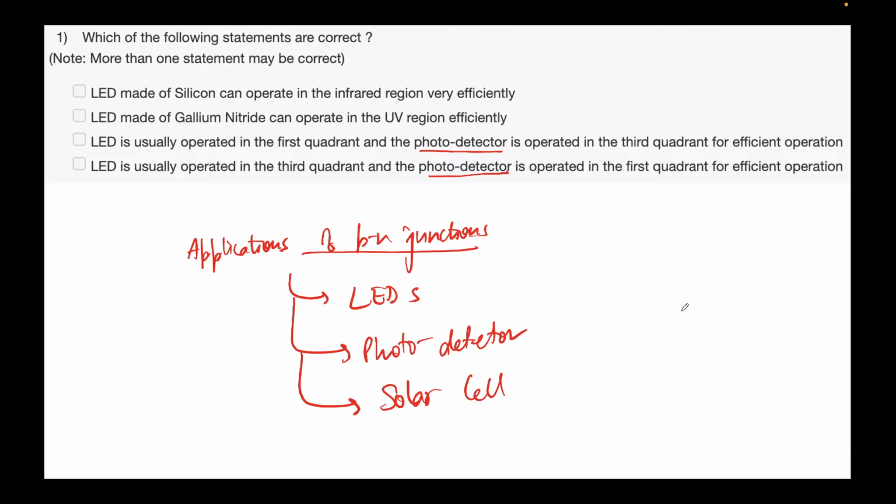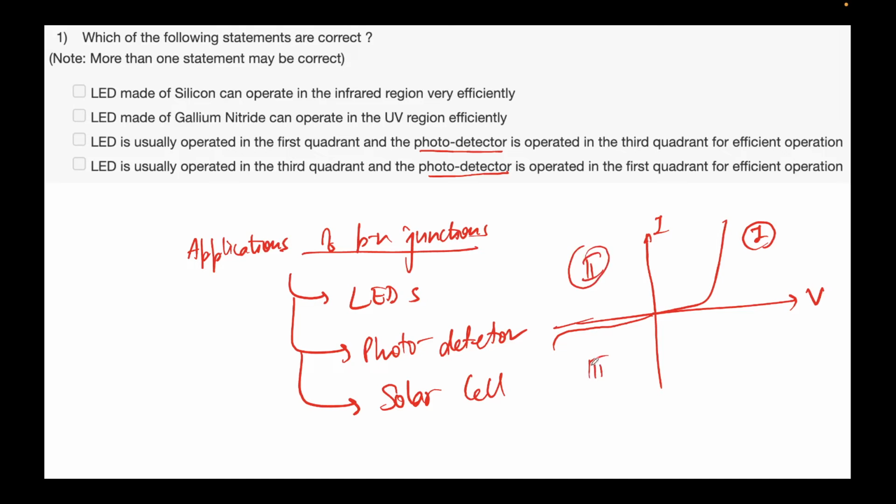Just for the sake of completion, I'll draw it here itself. This is the IV characteristics of a p-n junction diode, the forward bias and the reverse bias. I'm not drawing the breakdown over here, but this is quadrant 1, as you are aware, quadrant 2, quadrant 3, and quadrant 4. Each of the three devices listed here is operated in one of the quadrants. In the first quadrant, you can see the voltage is positive as well as the current is positive. So I must define positive and negative.